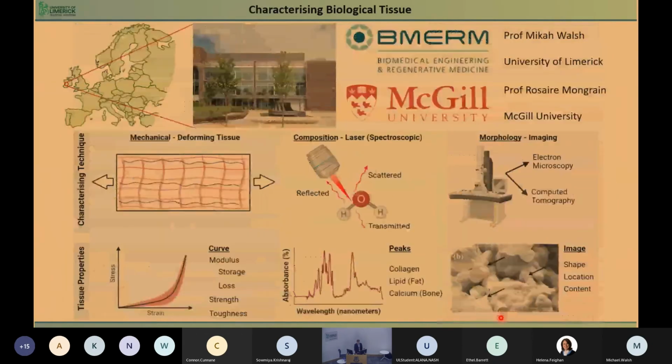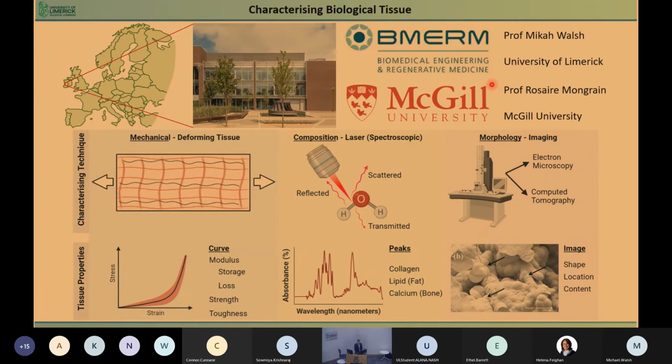So I did my PhD here. I know there was no need for the map, but for consistency I included it. We all know where we are today. I did my PhD in the MSSI 1. This is MSSI 2, MSSI 1. Looked lovely, but not as lovely as this. And my PhD was funded under the BMERM, the short-lived BMERM, Biomedical Engineering and Regenerative Medicine, under the supervision of Professor Michael Walsh, who was a PI on this programme at the University of Limerick.